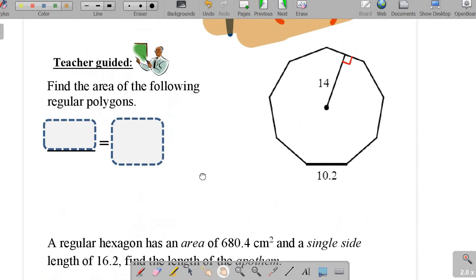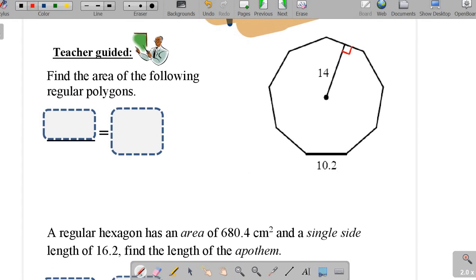Let's do a couple of these together. It's going to feel really easy when you do this with me. Area of a regular polygon is Pa over 2. Ready? Let's do this together. Step number 1. Pa is perimeter, so you physically trace the perimeter.